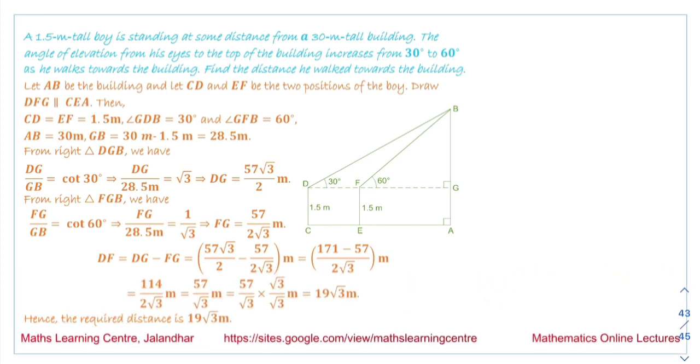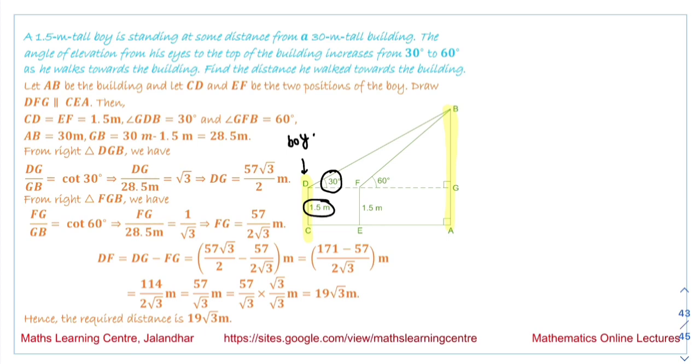Next we have, a 1.5 meter tall boy is standing at some distance from a 30 meter tall building. Suppose this building is AB, and it is given that the height of this building is 30 meters. Suppose the position of the boy is at this point, and the angle of elevation is given to be 30 degrees.